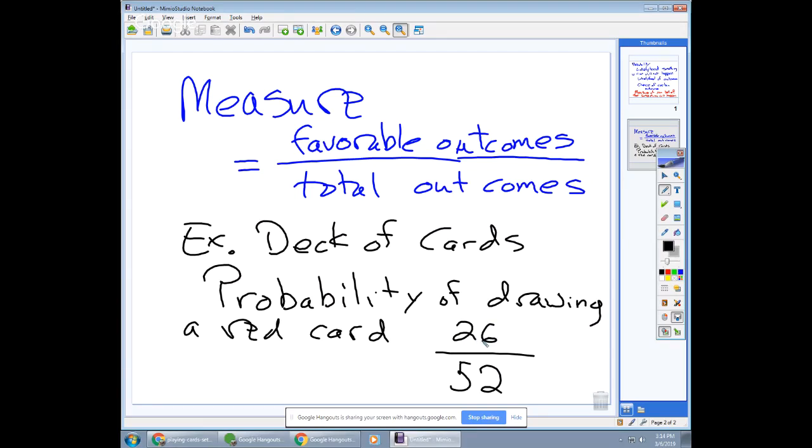Or maybe I just remember half of them are red, and I just think 1/2 right away. So there's different ways to come up with that measurement. I could call it 26 out of 52. I could call it 1/2. Jackie called it 50%. As a decimal, 5/10. So there's many ways we can state that measurement. Which is the better answer? I got 4 different answers for that probability of drawing a red card. Is there a best answer?